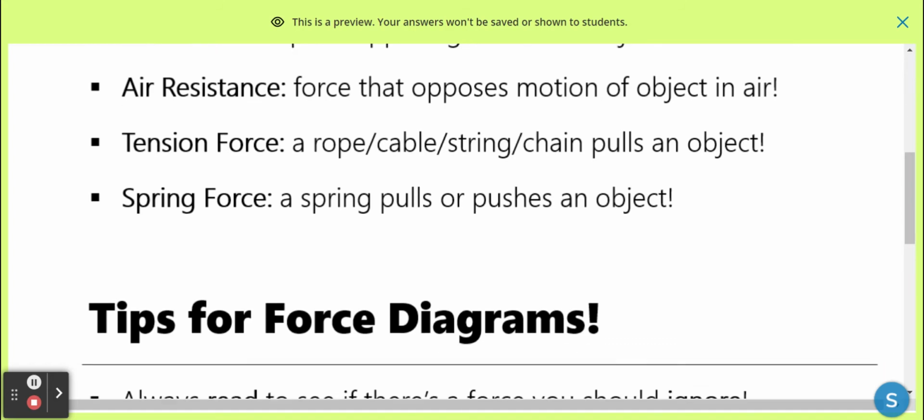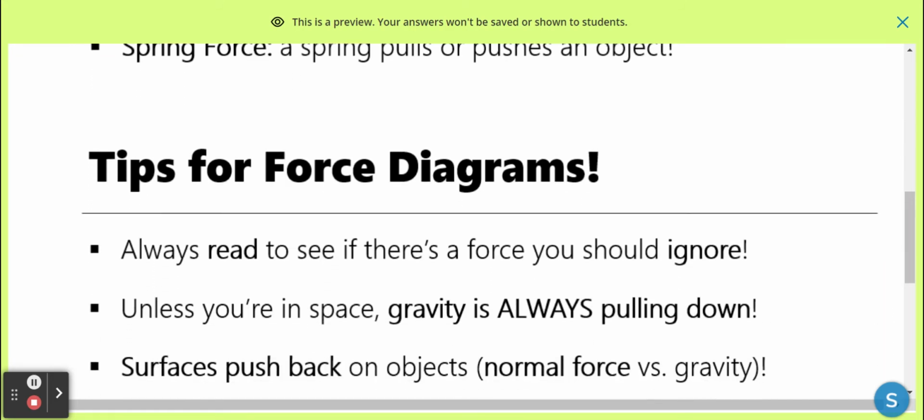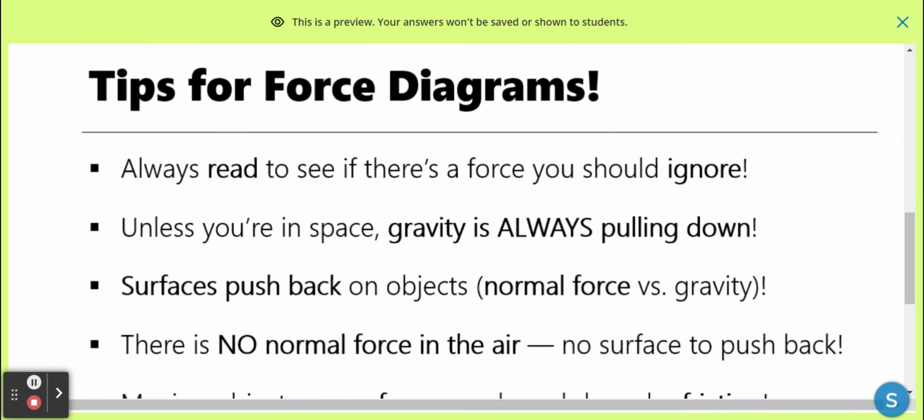Okay, if you are drawing force diagrams, these are some things that might help you out. There should be a little sentence or two that should tell you kind of what's going on with the object, whether it's already moving or not, whether it's on a surface or it's in the air, if it's in space. And so that should allow you to see if there's any forces you should ignore.